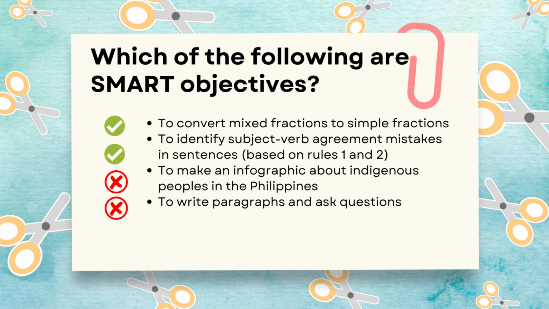Let us discuss the objectives. The first and second objectives are SMART because they clearly convey what you want the kids to specifically do, such as converting fractions and identifying subject-verb agreement errors. Both are attainable for the duration of the session. While the third objective is way beyond the skills of the kids and the time allotment is not sufficient for such a task. And the last objective is not SMART because the objective is unclear as to what kind of paragraphs and questions you would like them to produce.